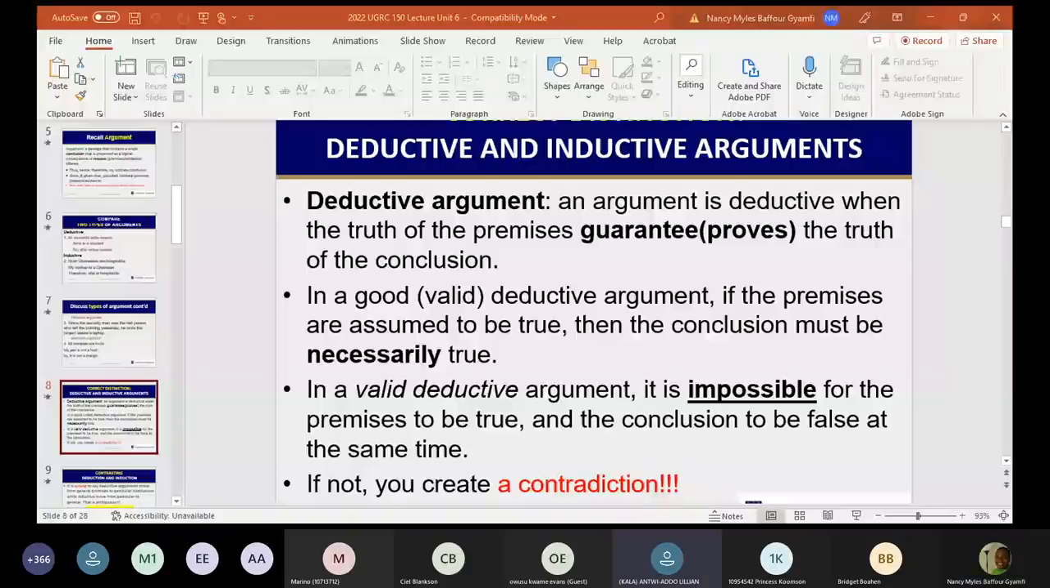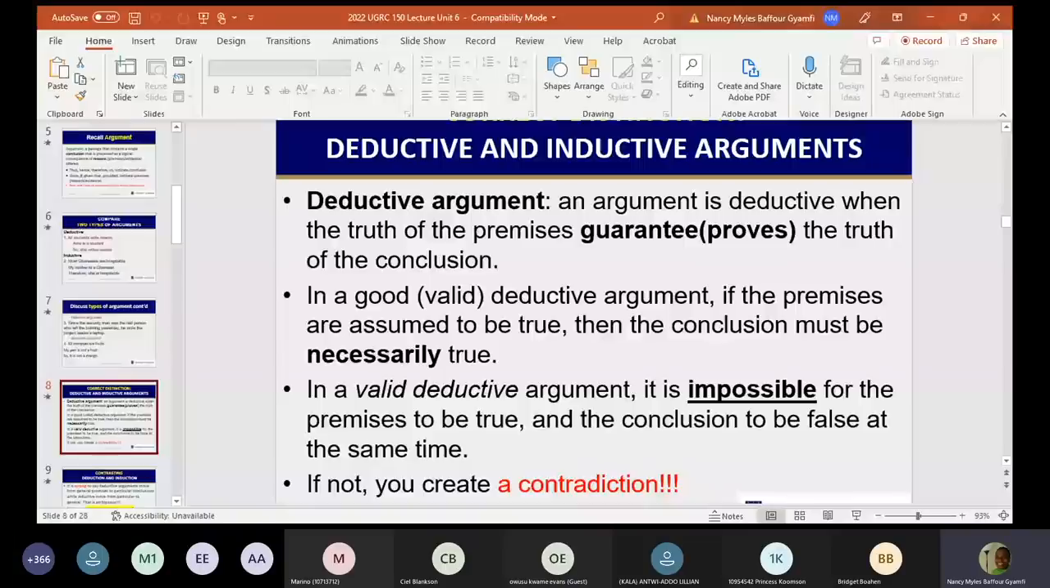Deductive and inductive arguments. Deductive argument: an argument is deductive when the truth of the premises guarantees or proves the truth of the conclusion. That's the language you should look at. Proof is for deduction, a valid deduction. Confirmation is for induction. That's all.